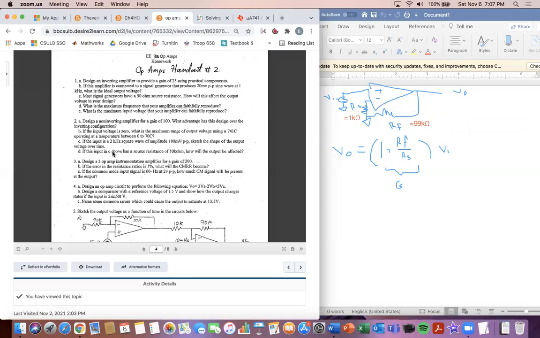And now that we know that, what advantage has this design over the inverting configuration? The one benefit to the non-inverting amp is that the cool thing about it is the op amp's voltage is in phase with its input. The input resistance is infinity for this one, so it accounts for transducers. So you see non-inverting amps used more than inverting amps because the voltage source is hooked up to the positive terminal, but there's infinite resistance here.